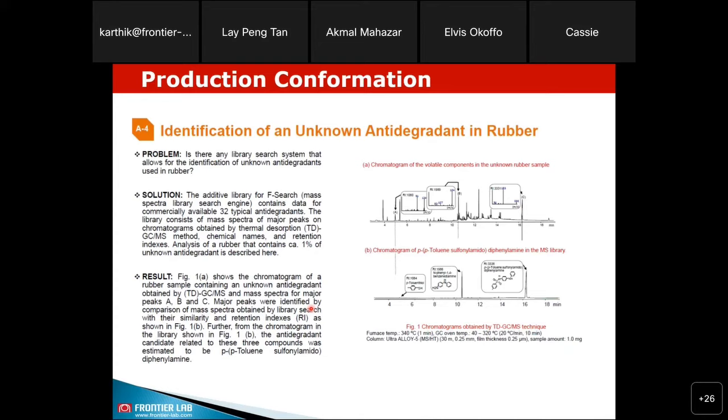So this is what you are getting through this analysis. In this case there are 3 peaks identified, and it also confirms the presence of this N-phenyl benzodiamine. You can even do the quantification by creating the calibration graph. This application note is just to show the use of our library for additive analysis.